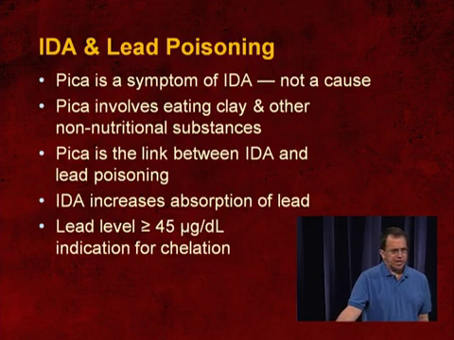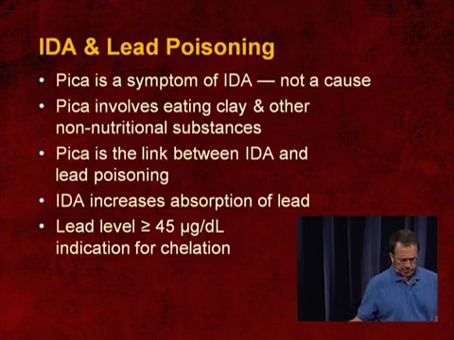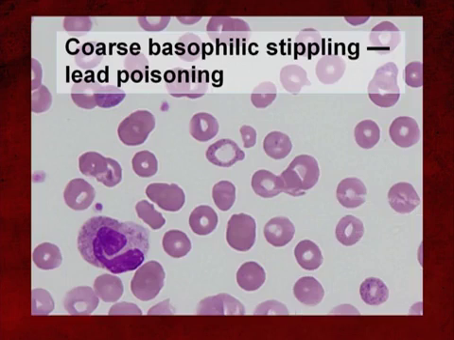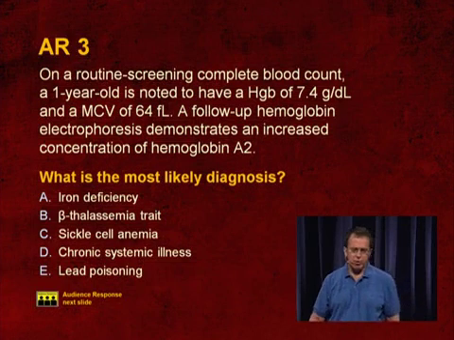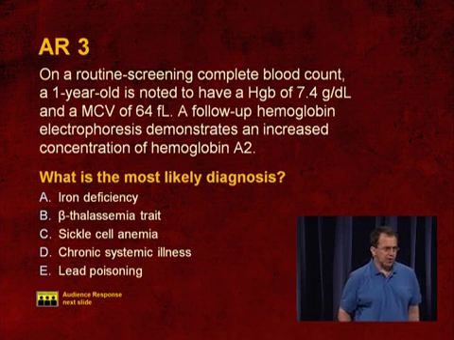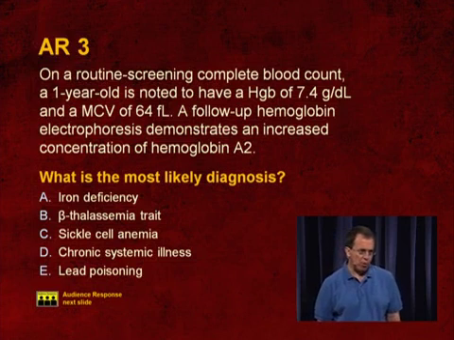Iron deficiency anemia increases your absorption of lead, and lead being greater than 45 micrograms per deciliter is the indication for chelation. Okay? We're going to see some coarse basophilic stippling in lead poisoning. Notice it any place? That's kind of classic for lead poisoning. Any questions on iron deficiency anemia? You will have questions on iron deficiency anemia on your exam.